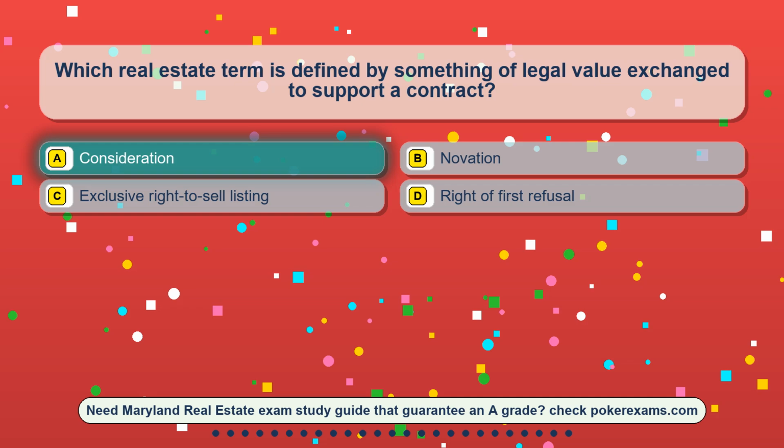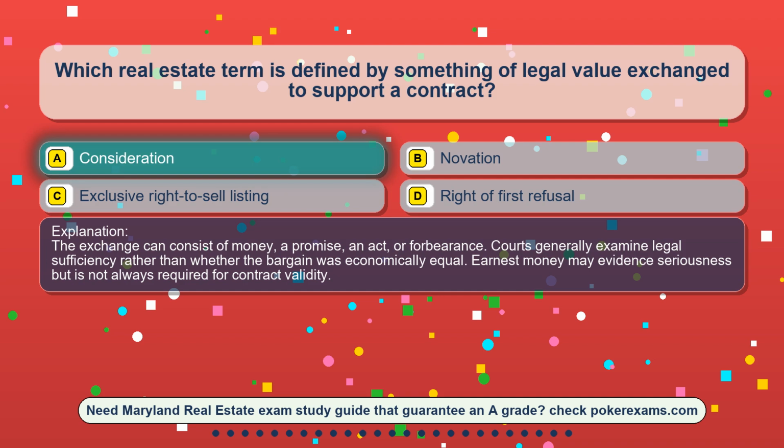The correct answer is option A, consideration. The exchange can consist of money, a promise, an act, or forbearance. Courts generally examine legal sufficiency rather than whether the bargain was economically equal. Earnest money may evidence seriousness but is not always required for contract validity.